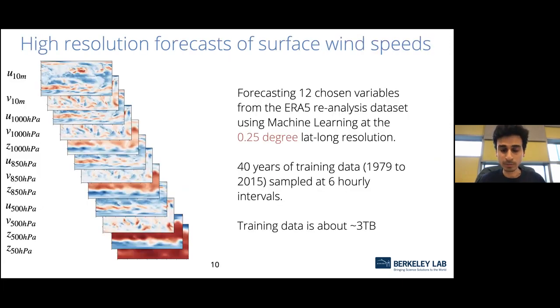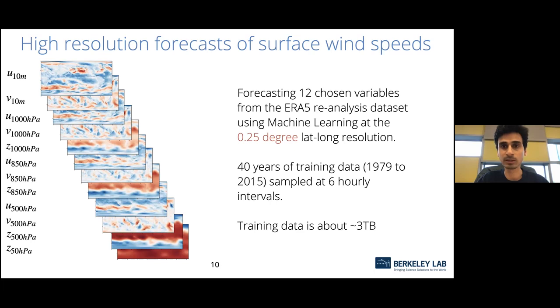Now, the next part I'm going to be talking about is some of the recent work that we are currently in the process of doing, which is high resolution forecasting of surface wind speeds. For this part, we've chosen to forecast 12 variables from the ERA5 reanalysis data set, and we're going to be trying to forecast them using machine learning at the 0.25 degree lat-long resolution. The reason we've chosen surface wind speeds is because they have a lot of fine scale detail.